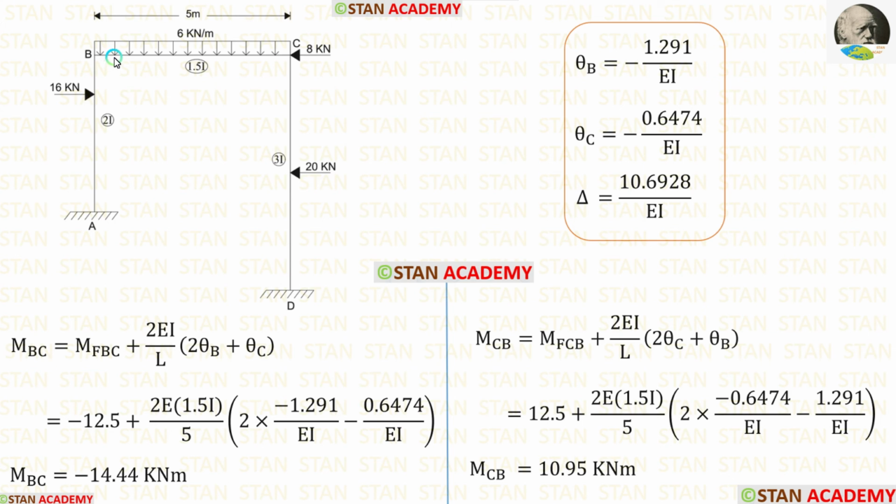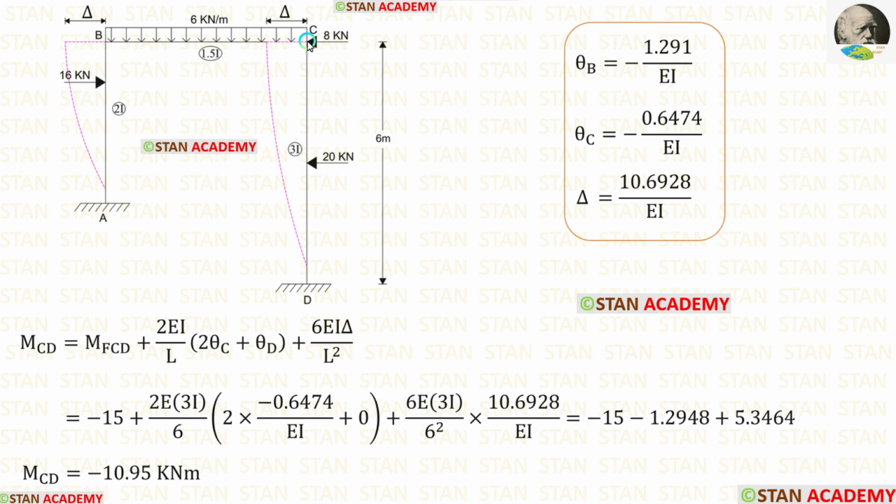Now let us make the slope deflection equations in the beam BC. In the equations, first let us apply the fixed end moments. Length of BC is 5. Let us apply that. The moment of inertia for BC is 1.5I. So instead of I, we have to apply 1.5I. After applying the values of theta B and theta C, we are getting MBC and MCB.